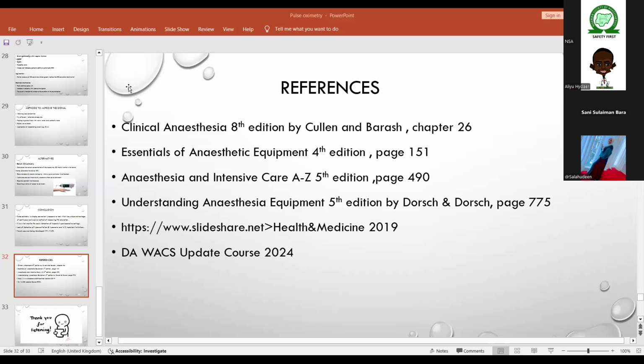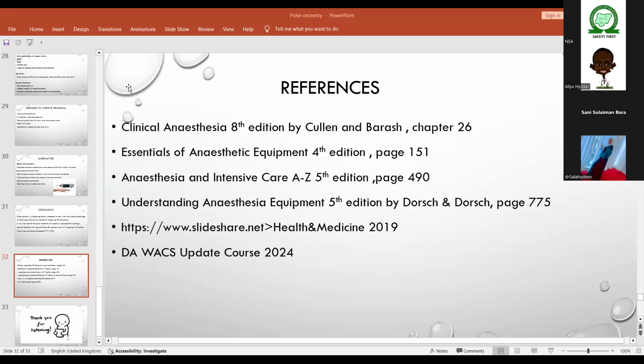Okay, well done. I can see another question from the chat box from Dr. Ndoka. What is the effect of methemoglobin and carbon monoxide on pulse oximetry reading?